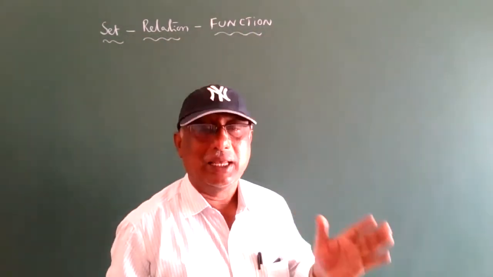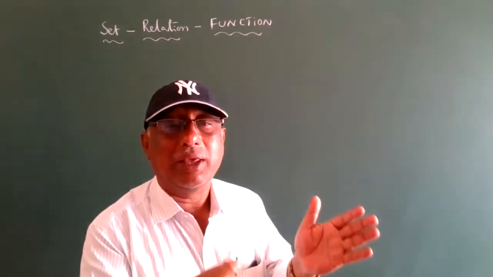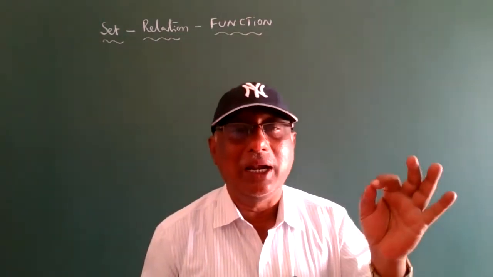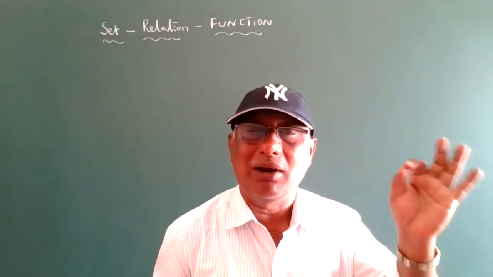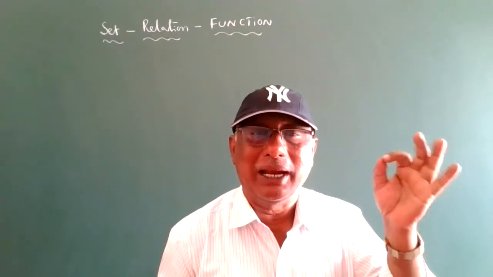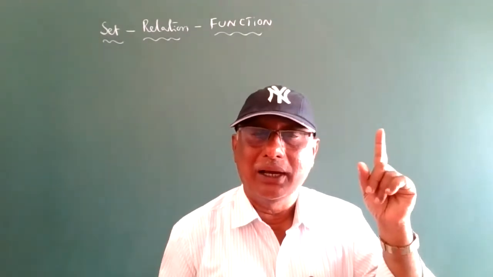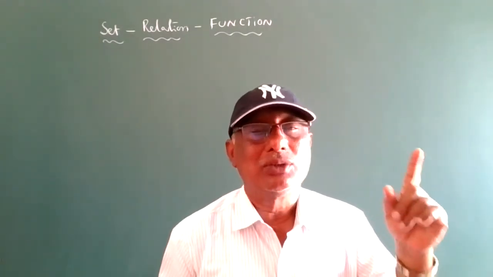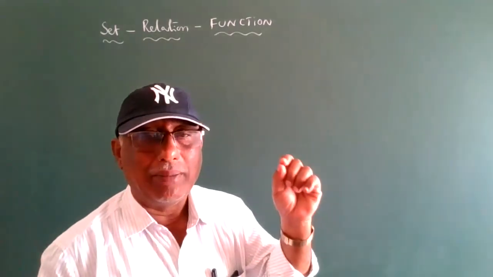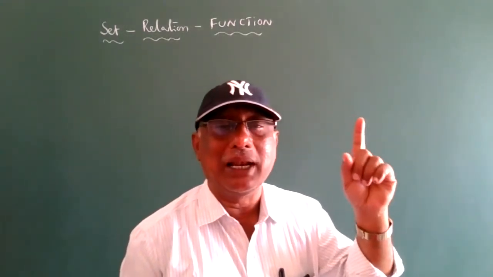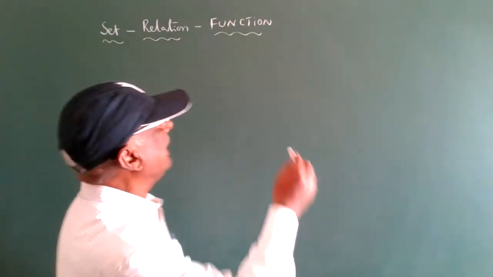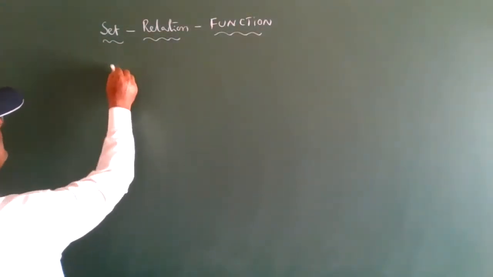What is a set? A collection of well-defined objects is called a set. The set symbol is any capital letter of the English alphabet. Okay? So a set symbol is any capital letter of the English alphabet. Okay? So A is the first one for writing the set.